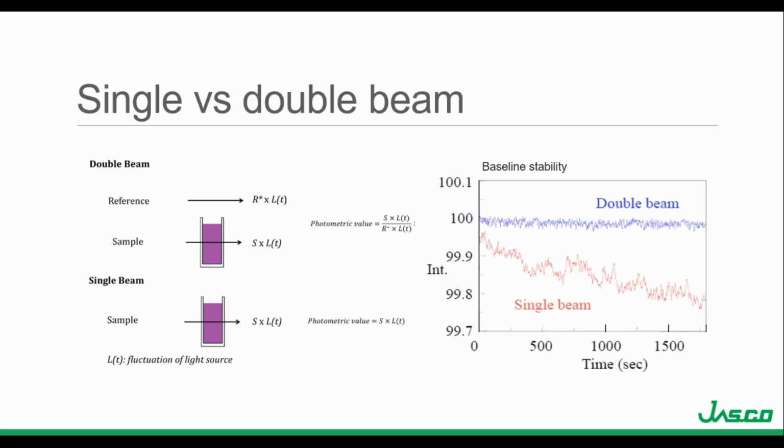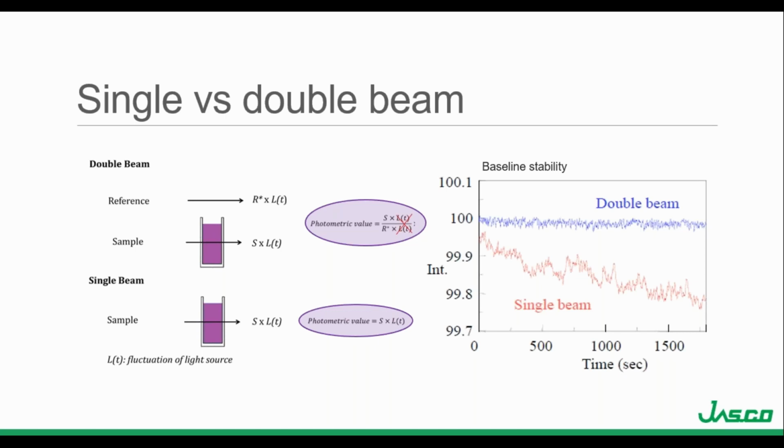So on the left is a representation of the sample compartment for a single and double beam instrument. In the double beam instrument, the photometric value, or the absorption or transmission, depending on which mode you're measuring, is the ratio of the sample to the reference beam, so any fluctuations in the light source are canceled out. However, in a single beam instrument, since there's only one beam, a ratio of the intensities cannot be acquired, and you see the influence of light source fluctuations in the spectrum.